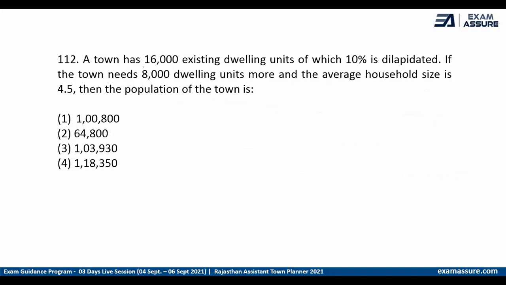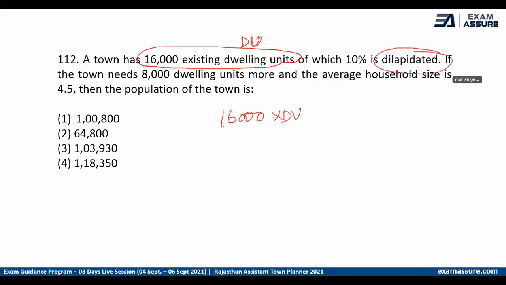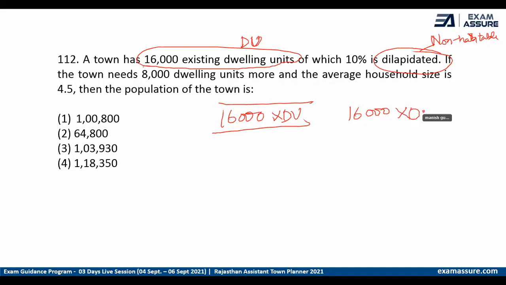A town has 16,000 dwelling units. In short, we can write dwelling units as DU, out of which 10% is dilapidated. Dilapidated means it is non-habitable. It means in 10% of the houses nobody is living. So out of 16,000 dwelling units, only in 90% of the dwelling units people are residing.